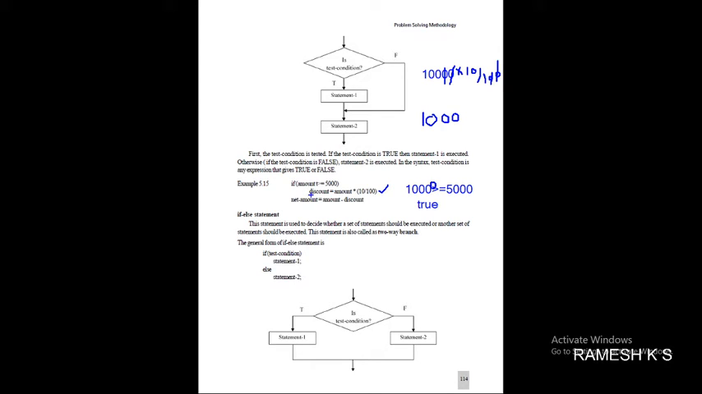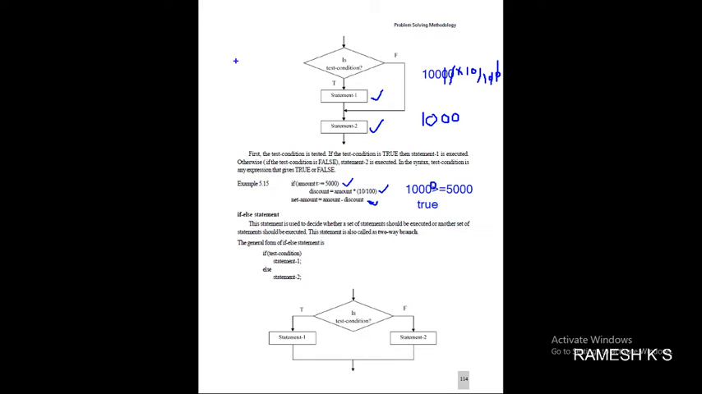If the amount exceeds 5000, the discount will be substituted here. So the amount is 10,000 minus 1000, which is 9000. The net amount will be 9000. This statement will also execute if the condition is true. If the condition is false, statement 1 won't execute, and statement 2 is executed.